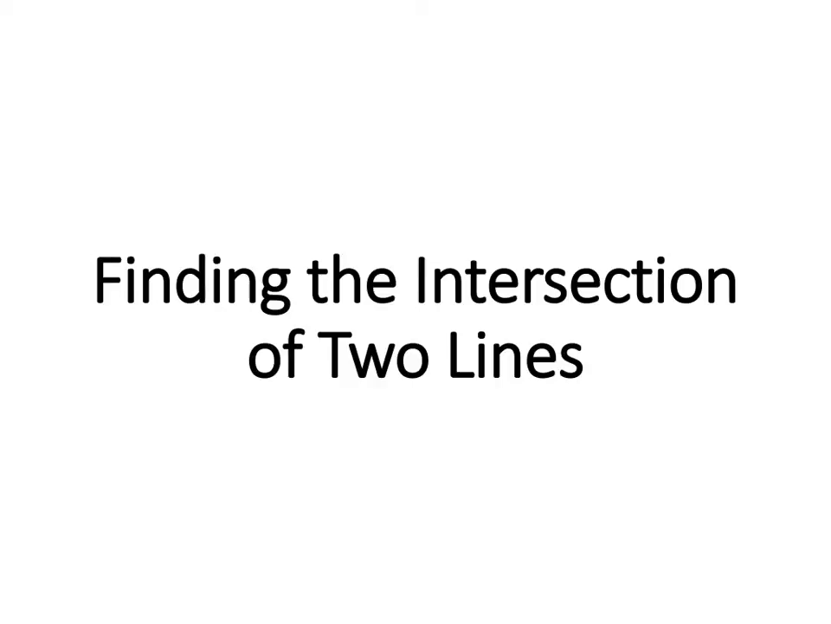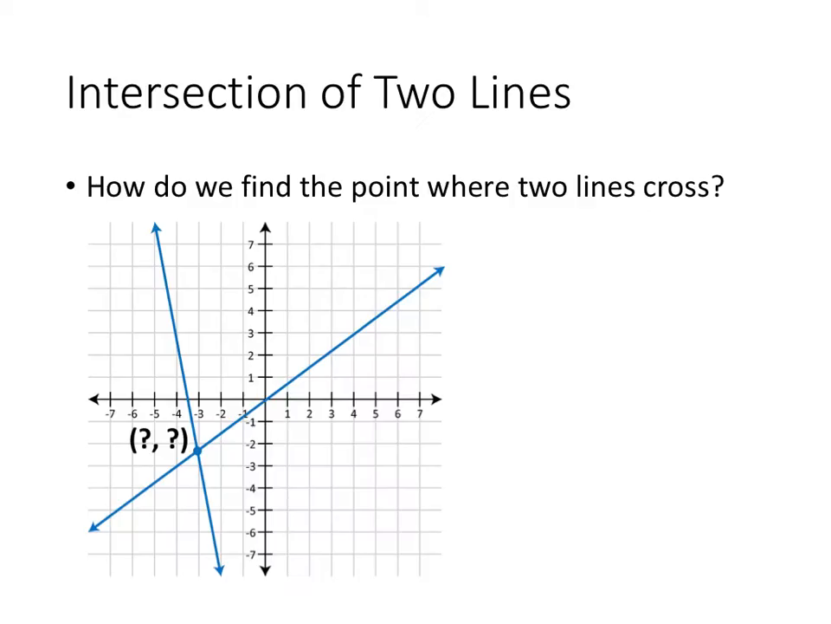In this video, we'll talk about a couple methods for finding the intersection of two lines. The basic problem looks something like this. When we have two lines in general position, they cross at some point, and we'd like to find the coordinates of that point.